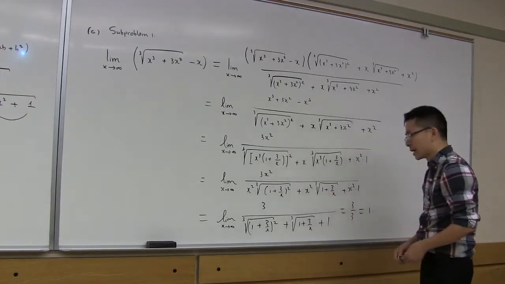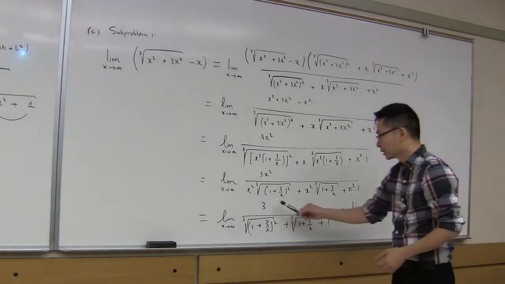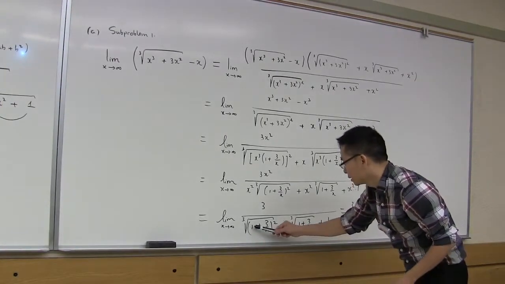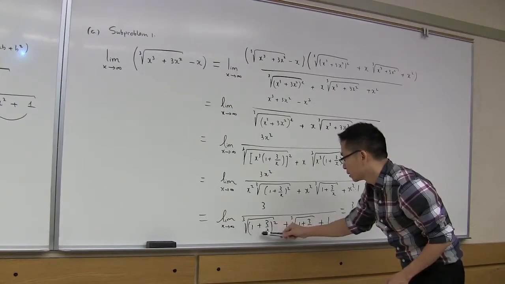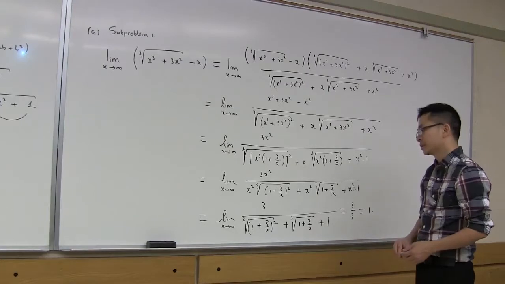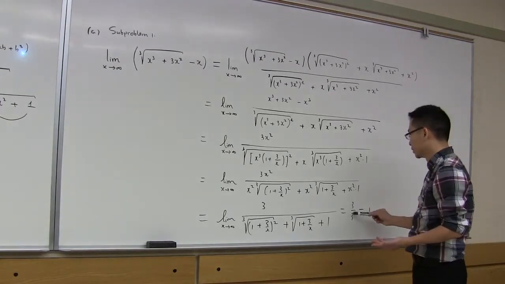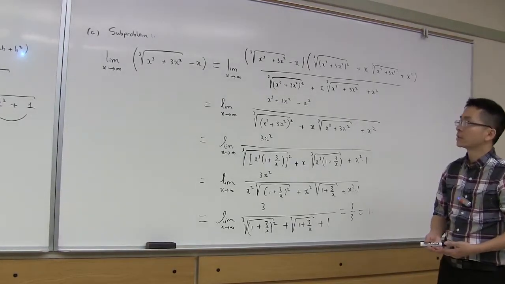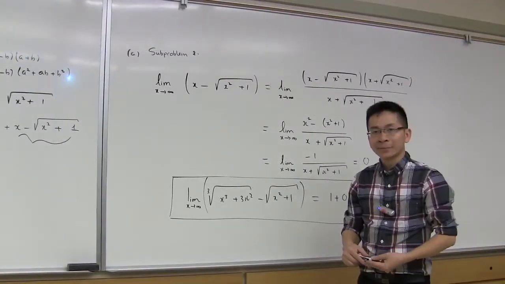And finally, now as x approaches infinity, the top here is 3, and the bottom here, this part approaches 1, this part approaches 1, and this part approaches 1 as well. So we get 3 over 3, that is 1. Okay, so we already finished solving the first subproblem. The second problem is much simpler.